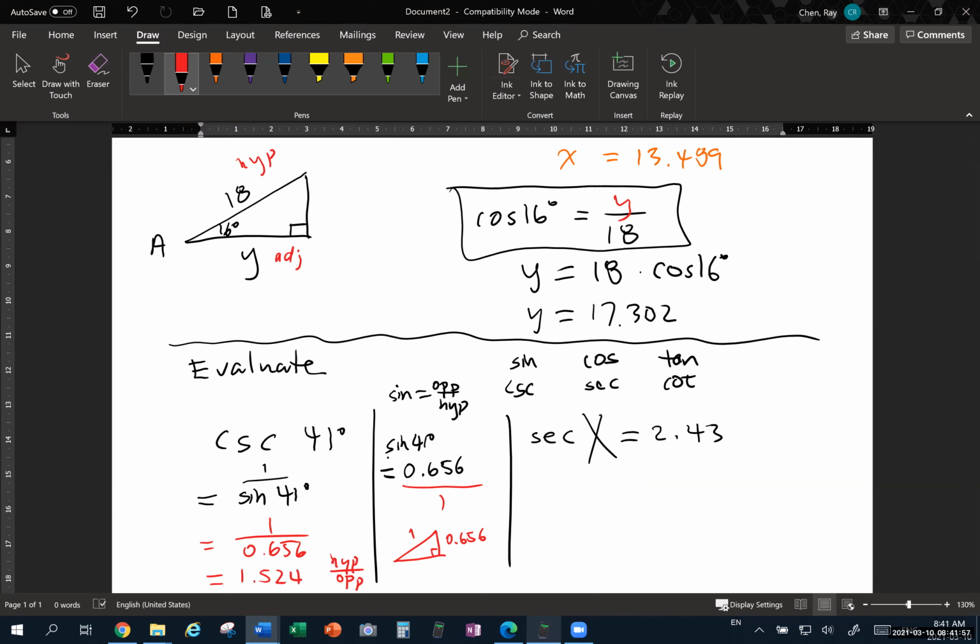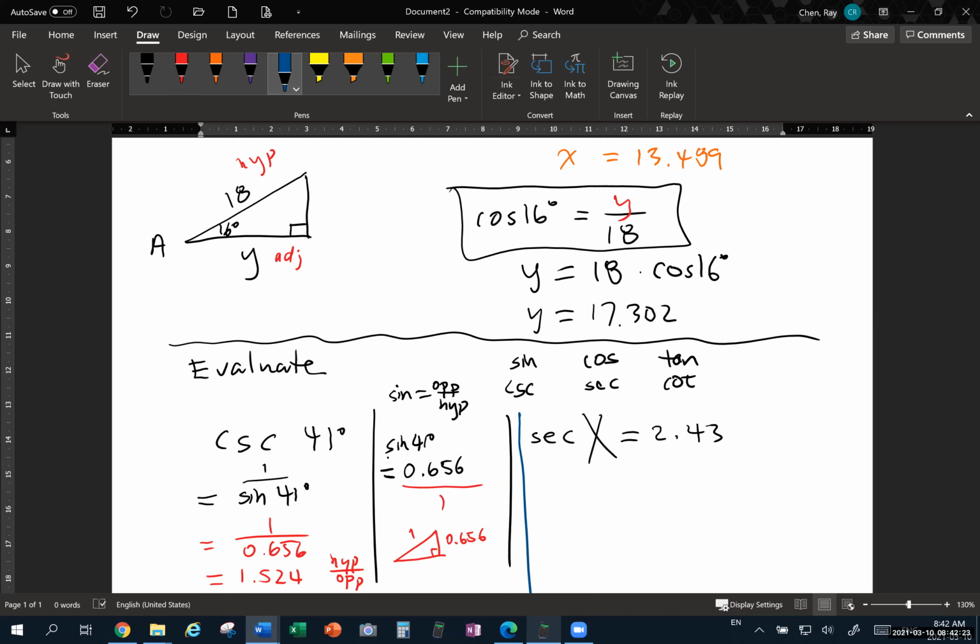Notice for cosecant and secant, their answers should be larger than 1. Notice for sine and cosine, the ratio should be less than 1. And we'll talk more about that in class. Let's get to this last question. For secant of this angle x, again, you want to find the inverse. So inverse secant, but again, there's no button. So what are you going to do in this case?